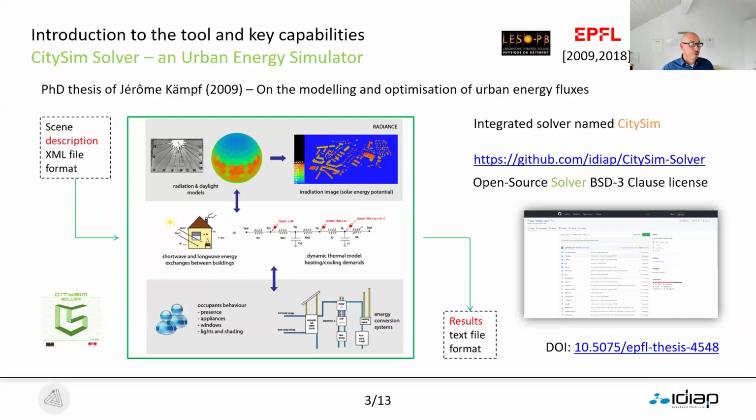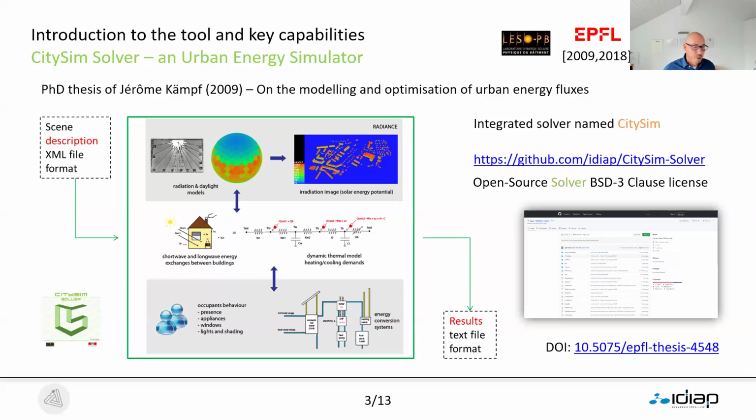So this was created at the time as, of course, a research prototype. So at the end of my thesis in 2009, we had the first version of CitySim out, and it works exactly like EnergyPlus. So it's a command line solver. You just have to type CitySim and give it a scene description file in XML file format. So it's human readable. If you open this XML file, you can see different tags that define the properties of the buildings and all the information of the scene that you want to simulate.